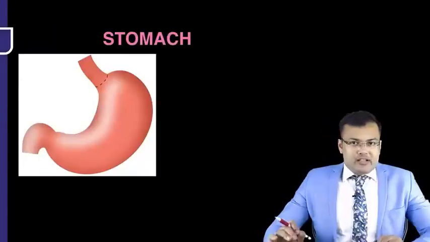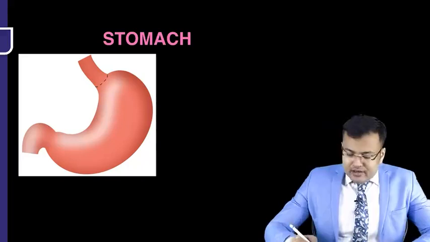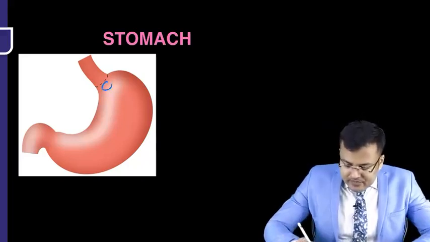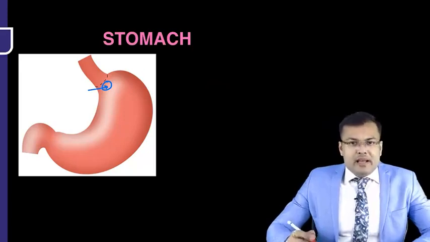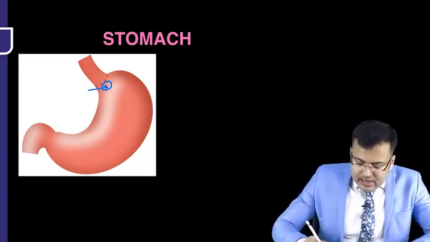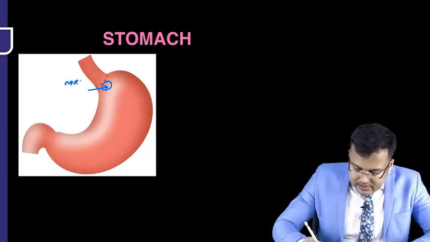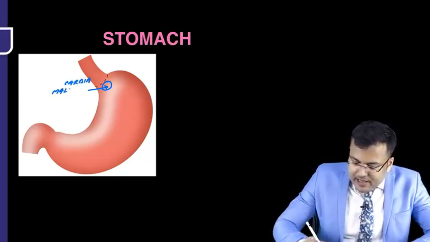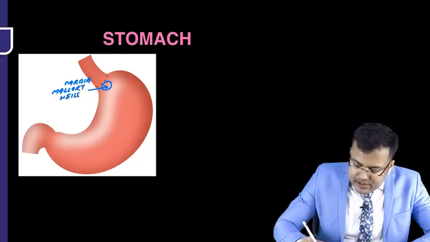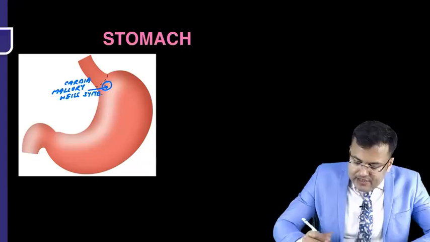Now we are going to start the stomach. First, see the anatomy of the stomach. Here you can see this is the cardia. What is the important point? Cardia is the most common site of Mallory-Weiss syndrome.